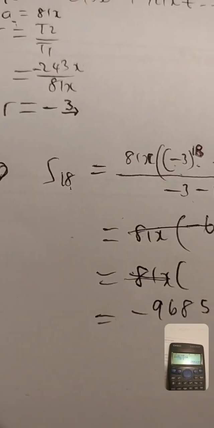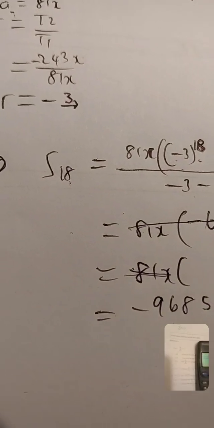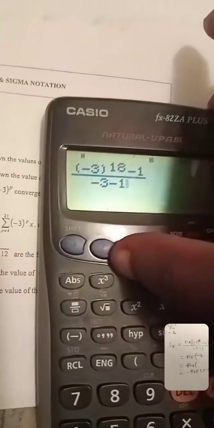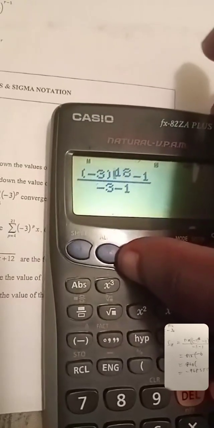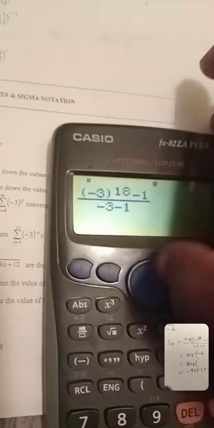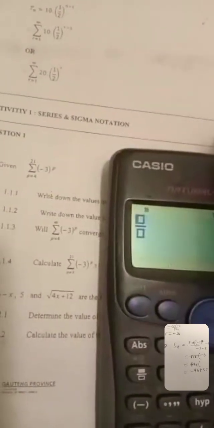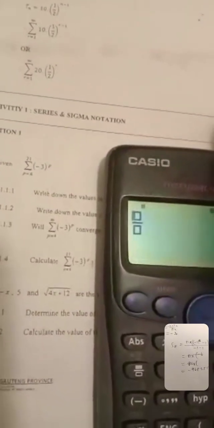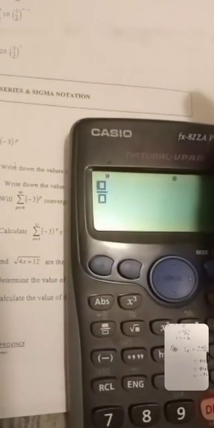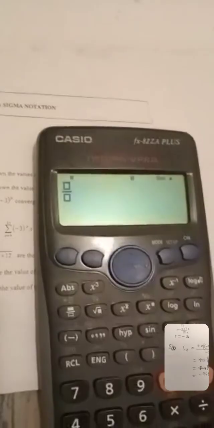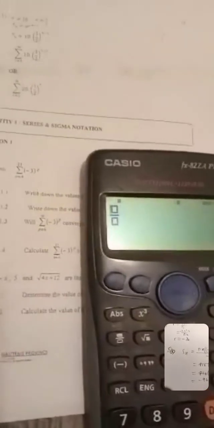Is it 9.6? Let me just expand this so I can see it better. Did I make a mistake? I was supposed to put the 81 here. I was not supposed to include these ones. Start with the bracket. That's fine. You didn't make a mistake. At negative 3.